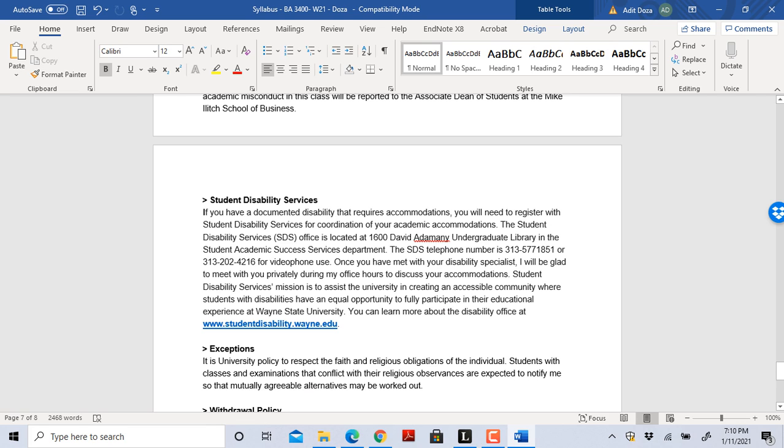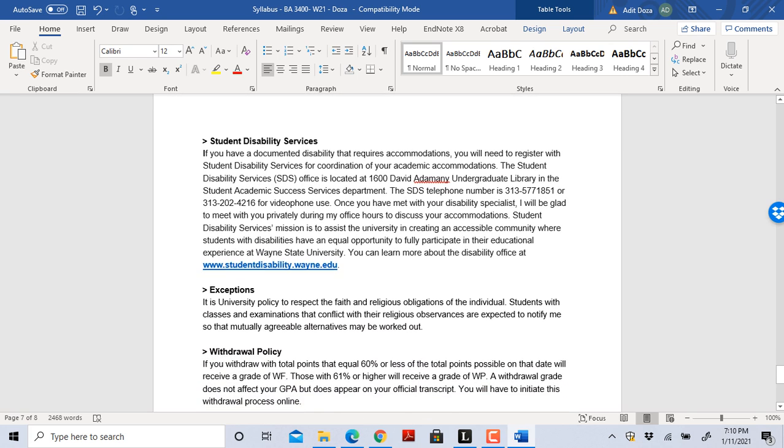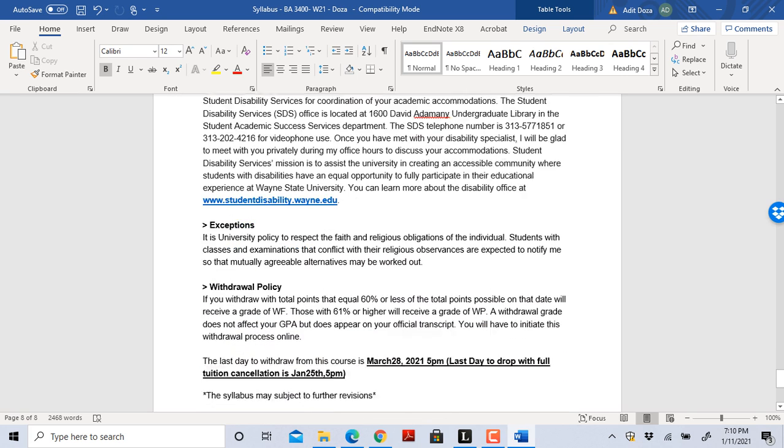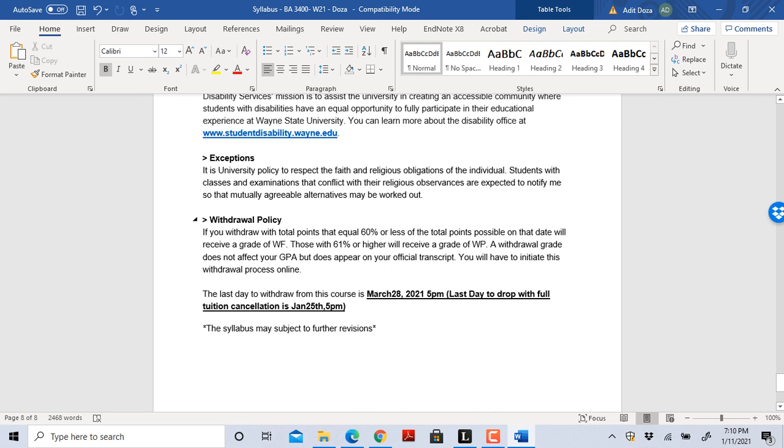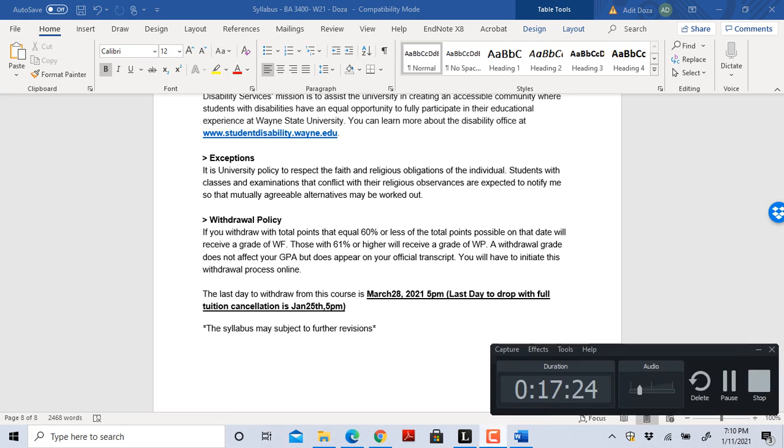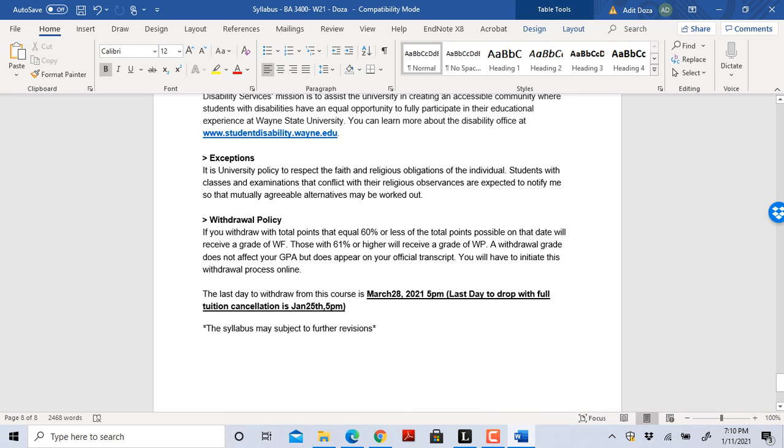For disability, these are the procedures, and if you have a disability, you have to fill out a form and let me know, because some students require additional time. So you have to let me know in advance. Withdrawal policy: the last day to withdraw is March 28th, 5 p.m., and the last day to drop with full tuition cancellation is Jan 25th.